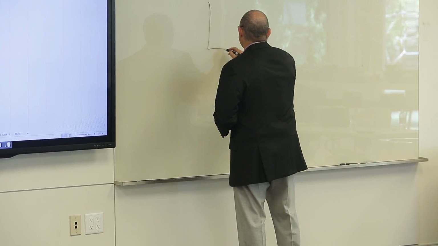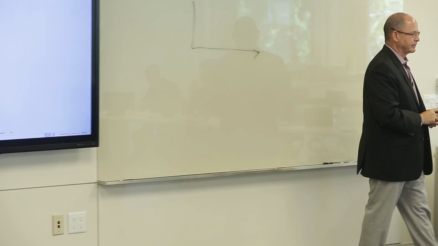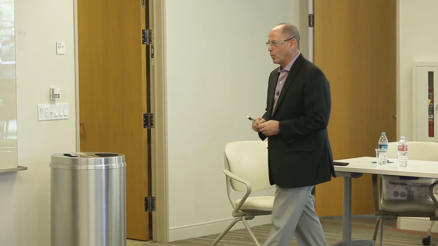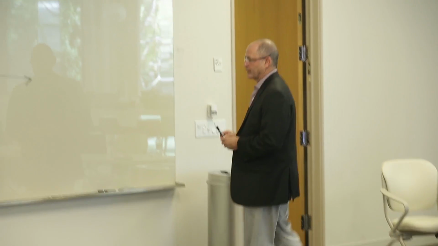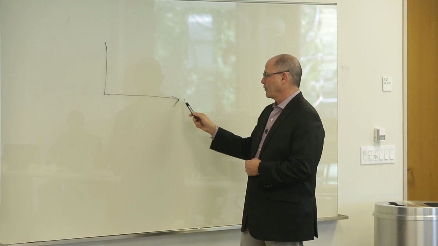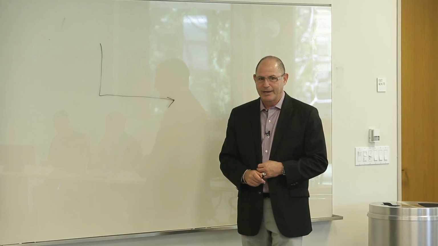So, everything is a timeline. When you draw a timeline, it always should look like that. Does everybody see what I drew? Vertical line, horizontal line with an arrow here. Everybody got it?